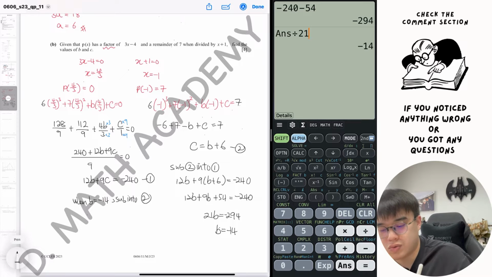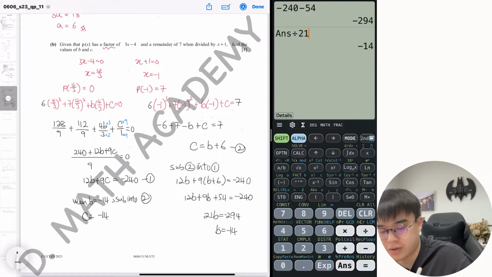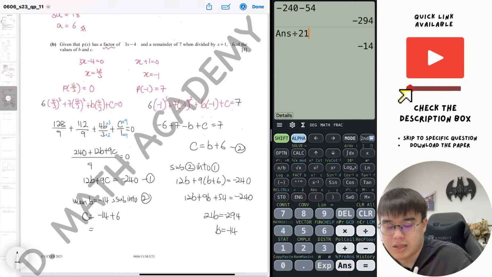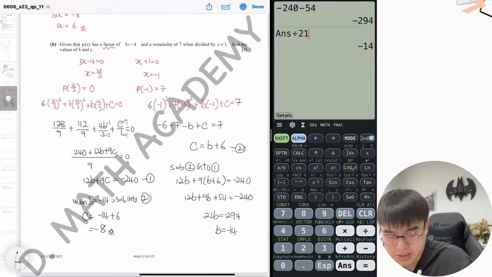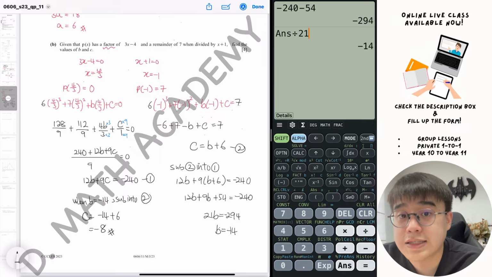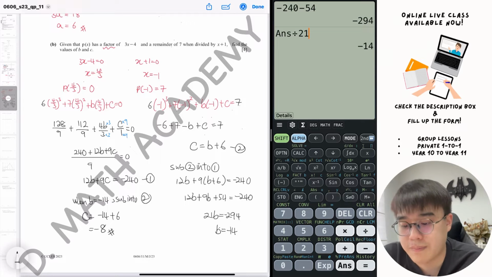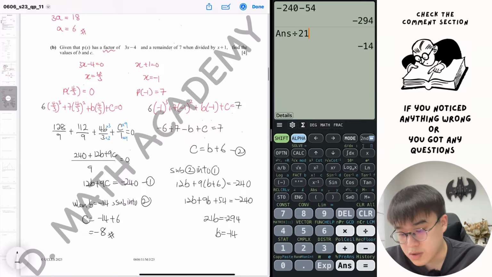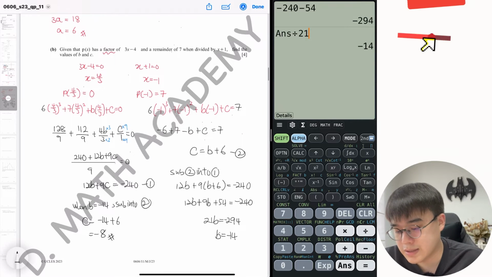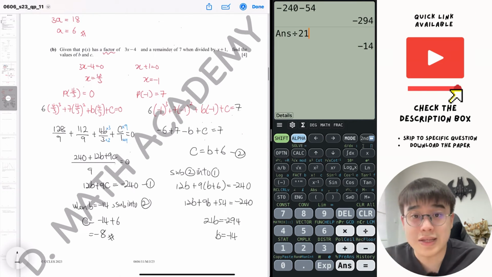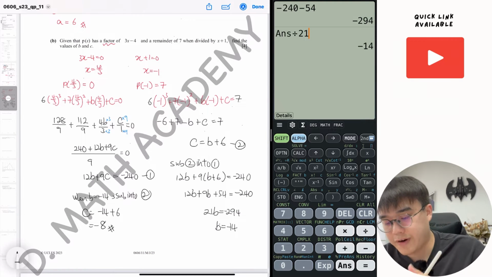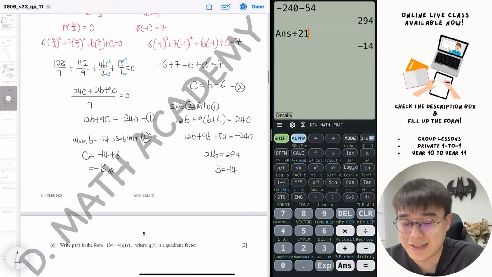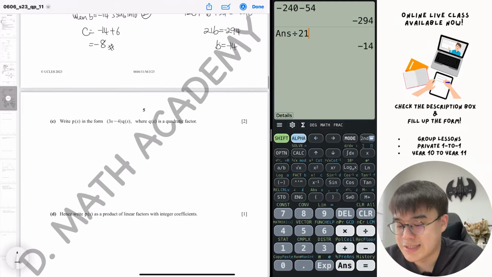So when b equals to -14, sub into equation 2. c equals to -14 plus 6, that will result in -8. So this is the answer for a, b and c. All right, so it wasn't super hard, but if you sorted out the fraction earlier, then the whole process would be much simpler.